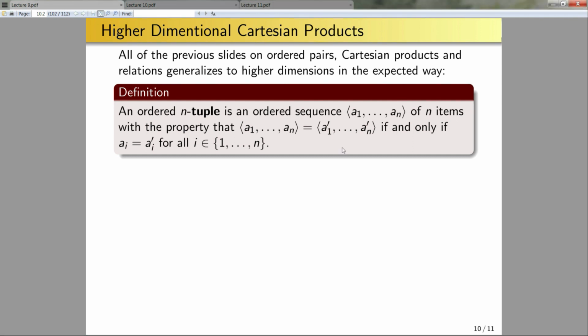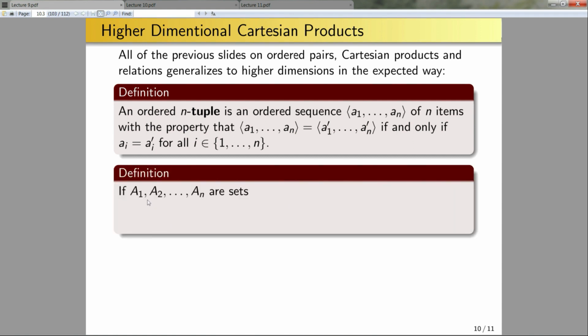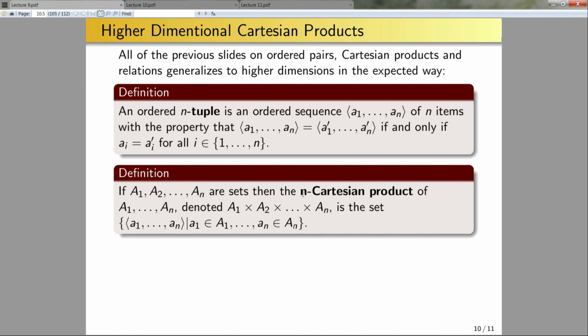So now that we have n-tuples, we can generalize the idea of Cartesian products. So if sets A1, A2, all the way up to An are sets, then the n-ary Cartesian product of these sets, denoted by A1 cross A2 cross ... cross An, will simply be the set of all of the n-tuples of the form a1, up to an, where each of the components comes from the respective set.